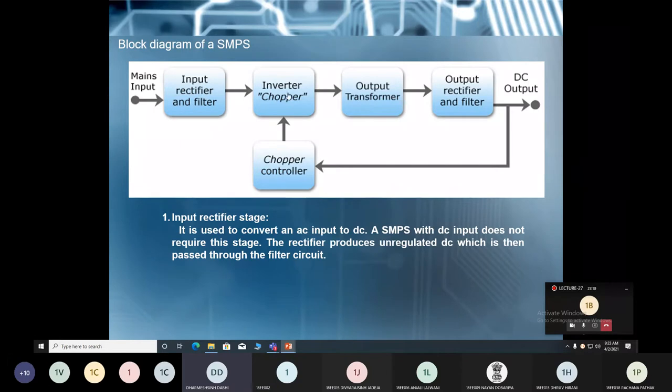Then this DC is applied to the inverter, which is operated at very high frequency. Maybe 100 kilohertz, maybe 200 kilohertz. So the output of this inverter is what? High frequency AC. Suppose that we operate this inverter switch at 100 kilohertz. So the output of this inverter is AC, but it is 100 kilohertz AC, because we operate the switch of the inverter at very high frequency, on off, clear?